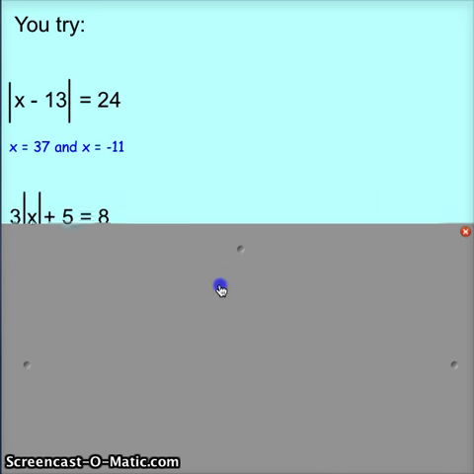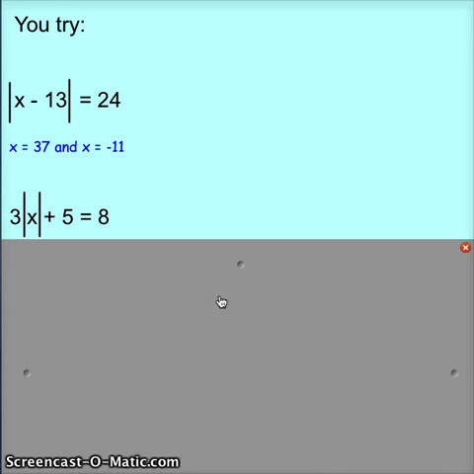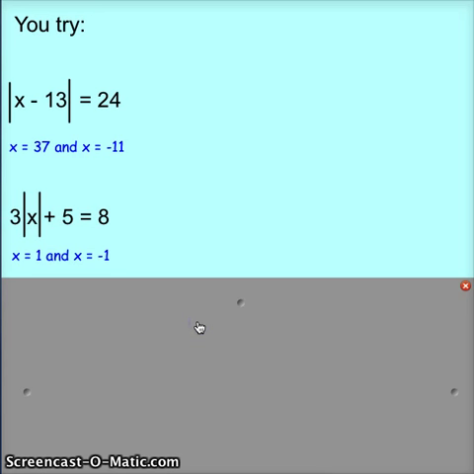Number 2, 3 times the absolute value of x plus 5 equals 8. Pause the video here. This is kind of like a two-step equation. You should have first subtracted 5 on both sides, giving you 3 times the absolute value of x equals 3. Now, divide by 3 on both sides to get the absolute value by itself. Well, 3 divided by 3 is 1, so you get the absolute value of x equals 1. Still a positive number, move on. x equals 1 and negative 1, since there was nothing to really solve there.